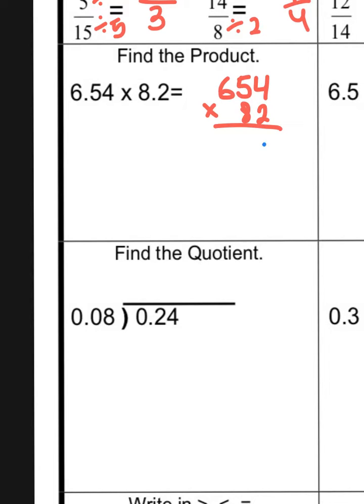2 times 4 is 8. 2 times 5 is 10, carry the 1. 2 times 6 is 12, add 1 makes it 13. Let's go and erase the 1 up top so it doesn't distract us. Cross out the 2, put a 0.